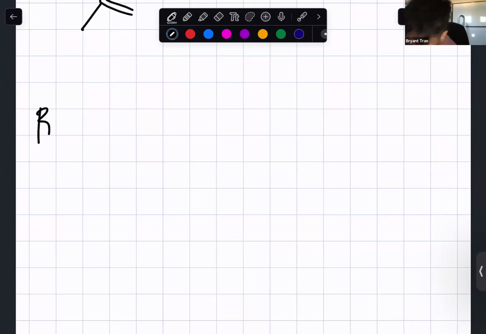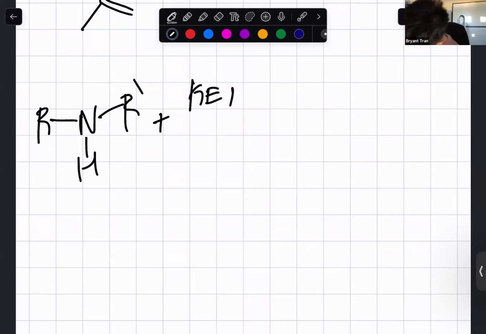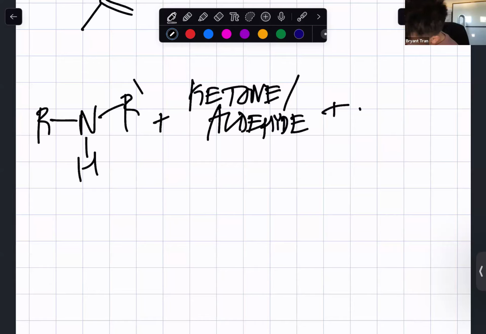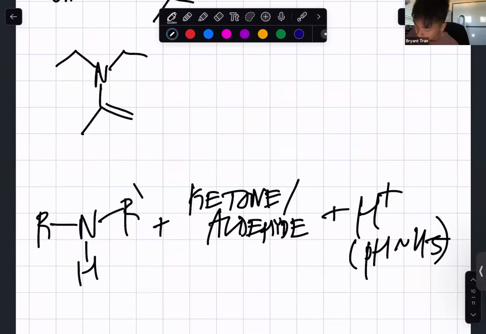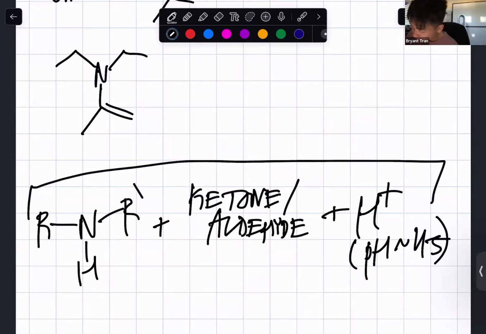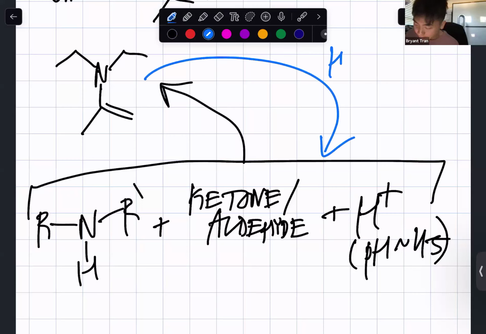So it could be like this, where the two R groups are different with one proton, plus a ketone or an aldehyde, plus a proton source, like around a pH of 4 to 5, and that would give you the enamine. These three ingredients will give you the enamine, right? Now, if you want to go back to these three reagents here, you do hydrolysis with acid and water.